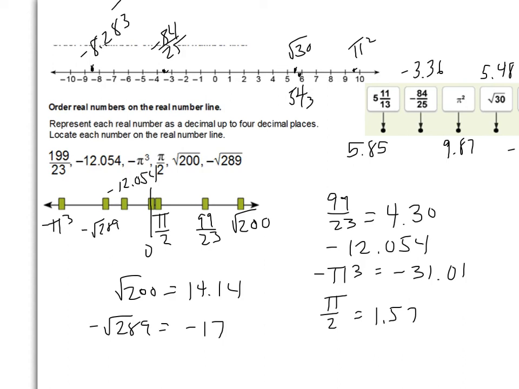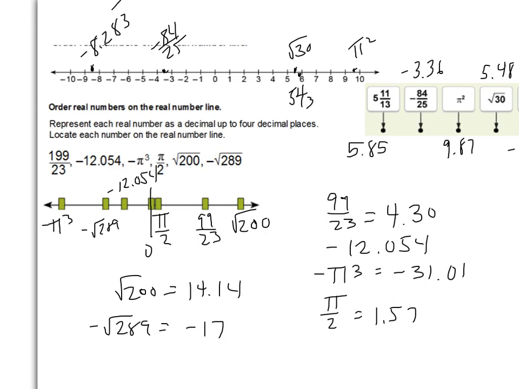Okay, so I have all those values filled in now. If you look, I turned all of them into decimals. 99 divided by 23 is 4.30. Negative 12.054 was already a decimal. The negative pi cubed is negative 31.01. Pi divided by 2 is 1.57. Square root of 200 is 14.14. And the negative square root of 289 is negative 17.